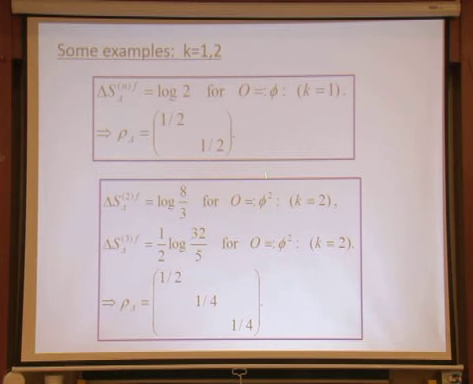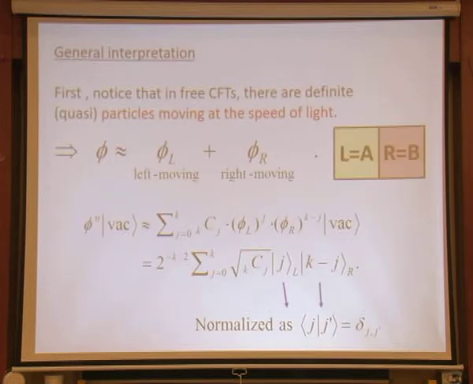So we go to k equal 2, that means the phi square operator. If we try the phi square operator, it's like log 8 over 3, and it looks complicated. But if we think about this a little bit, then we can identify that the reduced density matrix should be like this: 1/2 and 1/4. It looks like there is some simple rule behind that. And indeed, this can be understood by roughly this kind of argument.